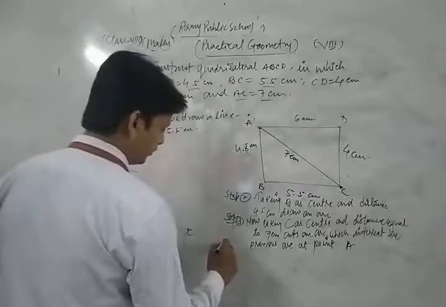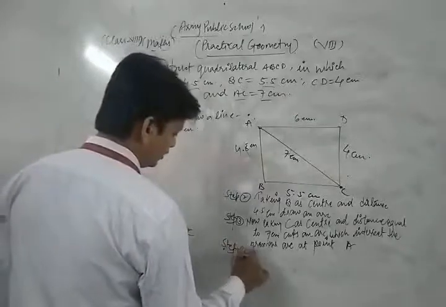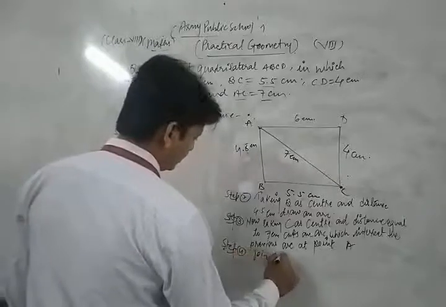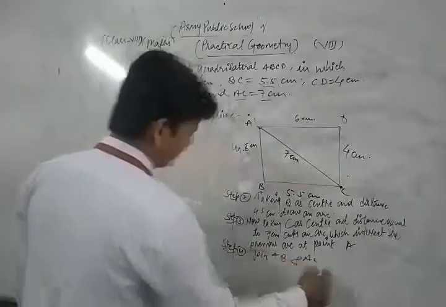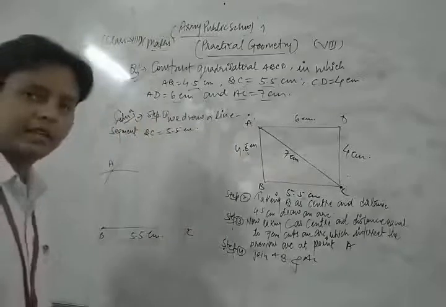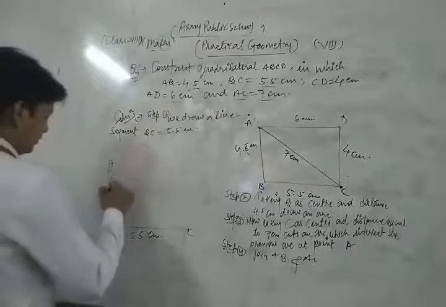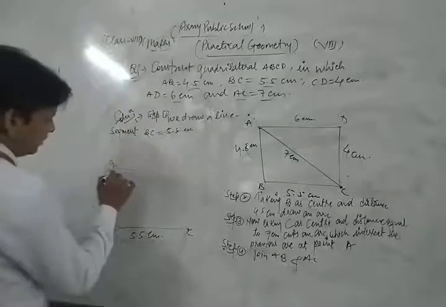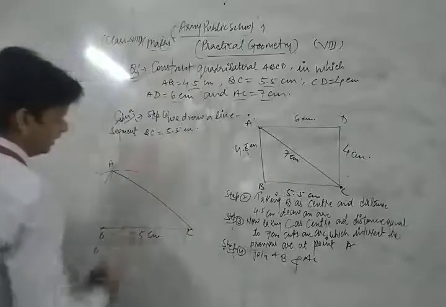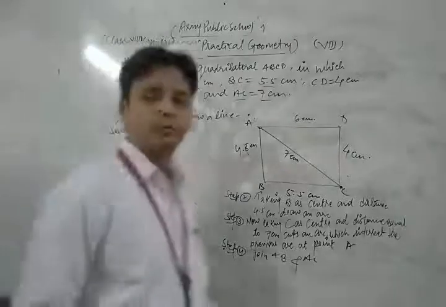Now in the next step, step 4, join AB and AC. Okay, join AB and AC. Now what I do?